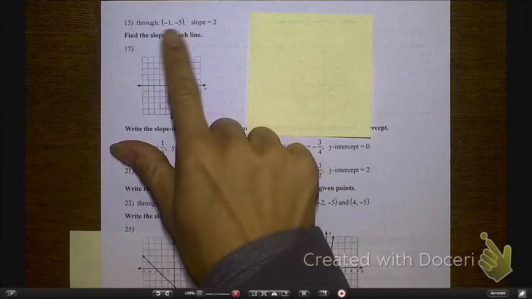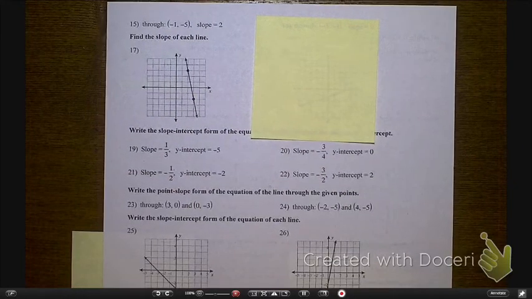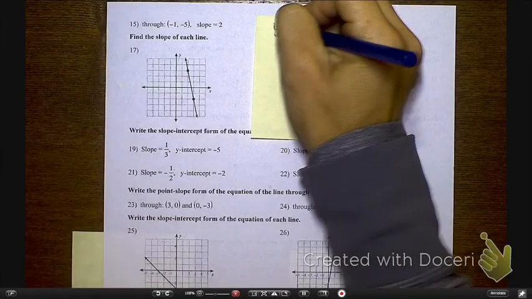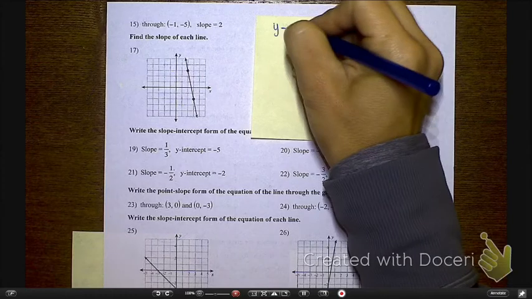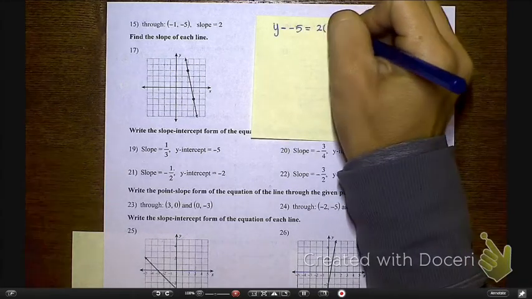We've got the same type of problem. We want to write this into standard form. Okay, they gave us a point and a slope. Let's first write it into point slope form. y minus negative 5 equals m is 2, times x minus negative 1.